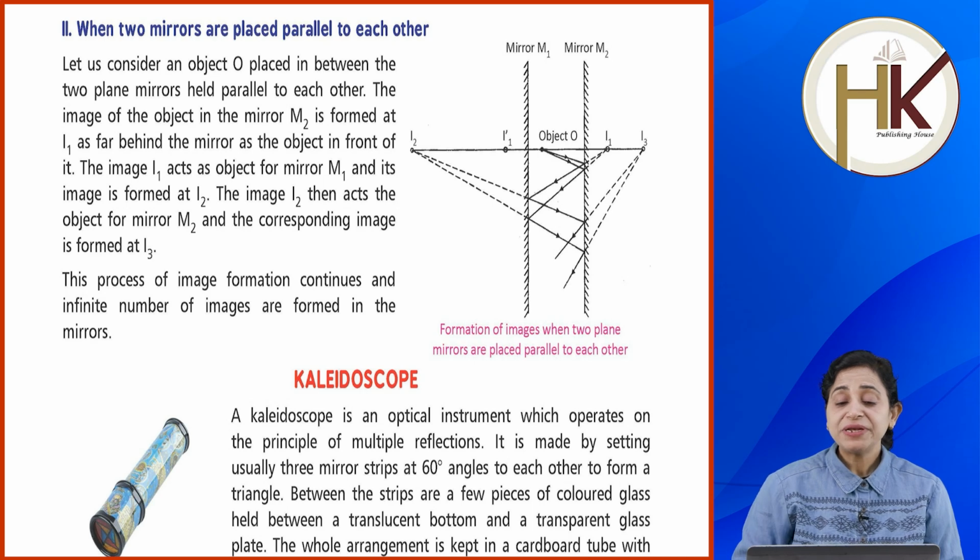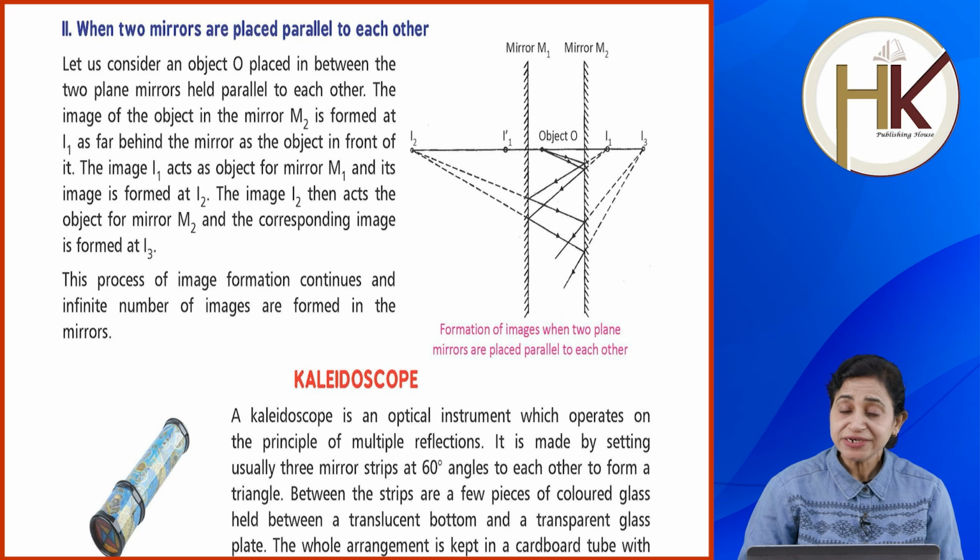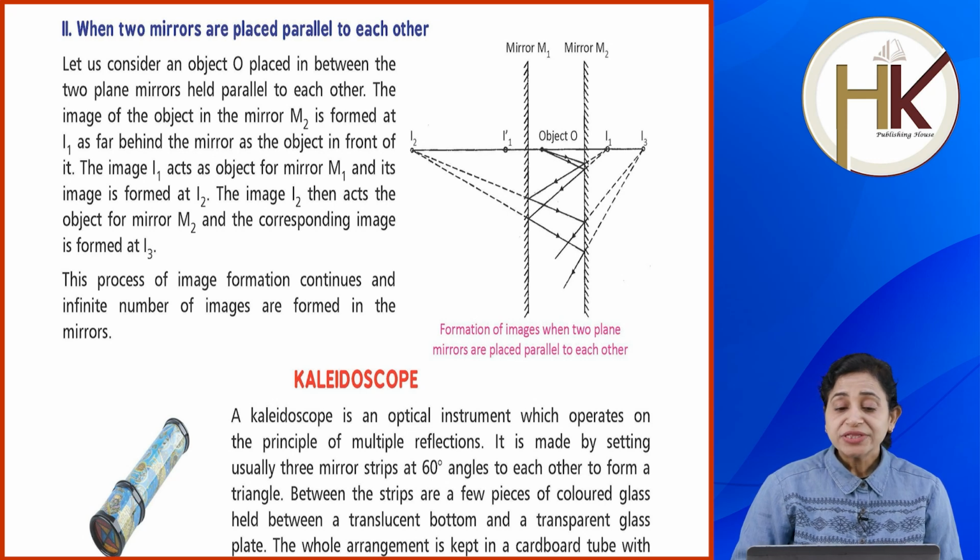Now, when two mirrors are placed parallel to each other, let us consider an object O placed in between the two plane mirrors held parallel to each other. The image of the object in the mirror M2 is formed at I1, as far behind the mirror as the object is in front of it. The image I1 acts as an object for the mirror M1 and its image is formed at I2. The image I2 then acts as the object for the mirror M2 and the corresponding image is formed at I3. This process of image formation continues and an infinite number of images are formed in the mirrors.